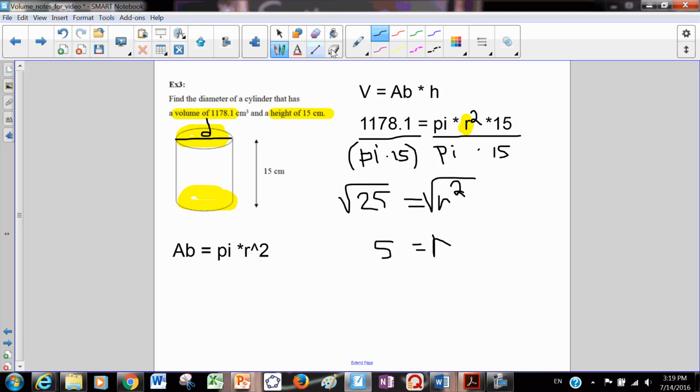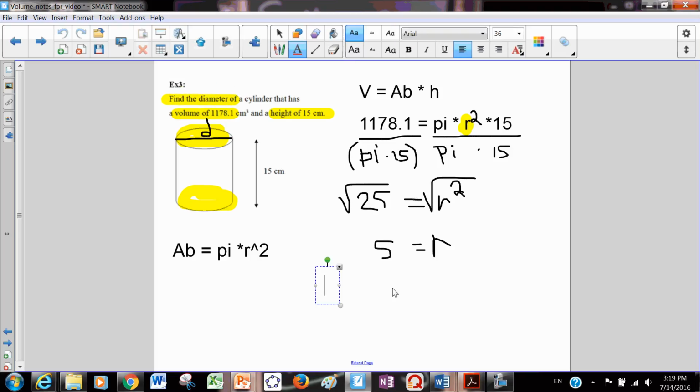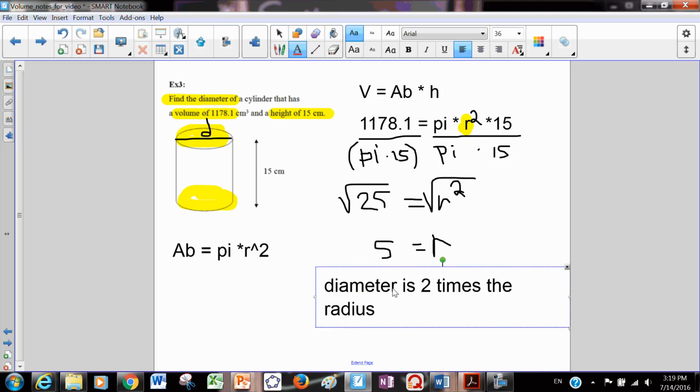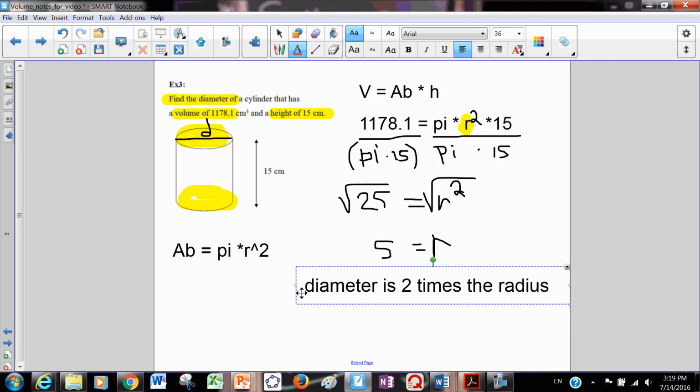Now make sure you read your question well, right? The question is find the diameter. So diameter is 2 times the radius. We know the radius, right? So d is equal to 2 times 5, and that equals 10 centimeters. So we figured out the diameter.